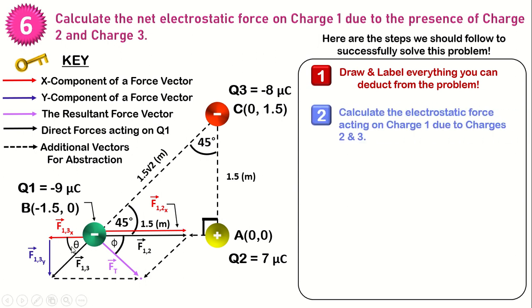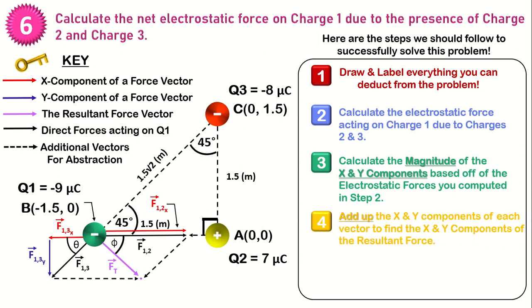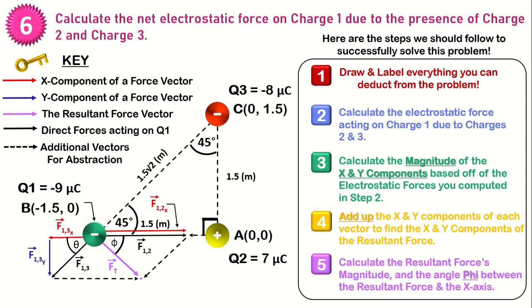Alright, so the second step is to calculate the electrostatic force acting on charge 1 due to charges 2 and 3. Then step 3 is to calculate the magnitude of the x and y components based off of the electrostatic forces you computed in step 2. Step 4 is to add up the x and y components of each vector to find the x and y components of the resultant force. And step 5 is to calculate the resultant force's magnitude and the angle phi between the resultant force and the x-axis.